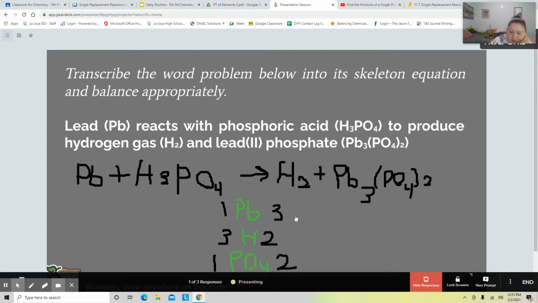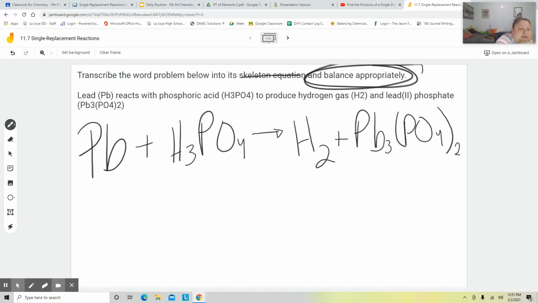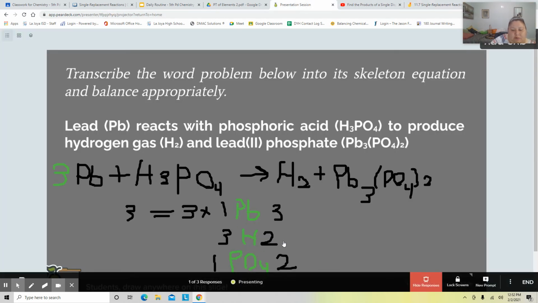Very good. Where are you going to start balancing? You have a 3 and you have a 1. What's going to happen? Very good. So that's going to equal 1. 3 times 1, guys. How many? 3. Very good. So let's put that 3 in front of Pb. All right, we want to put the 3 in front of Pb. All right, very good. Okay, what about the 3 and the 2?